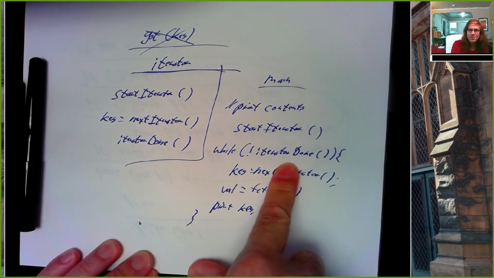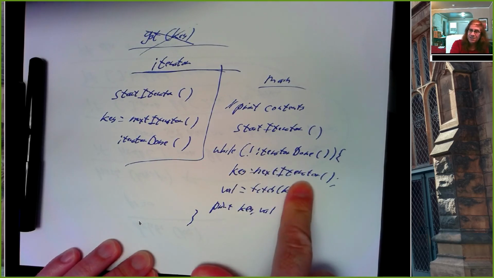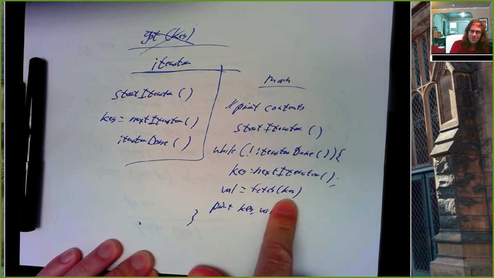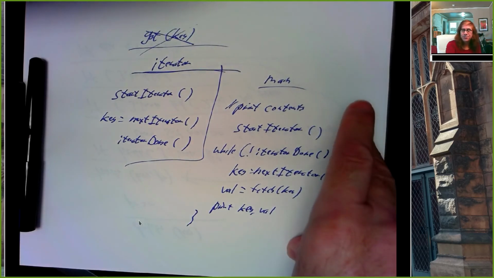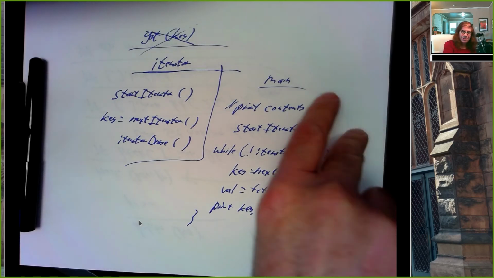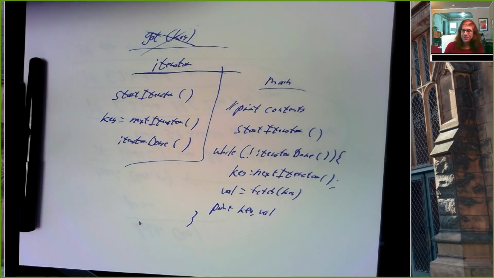Have we gone through every key yet? If not, get another key, fetch the corresponding value, print those out. Right? These are really easy to use. They're a little harder to implement, but pretty straightforward to use.